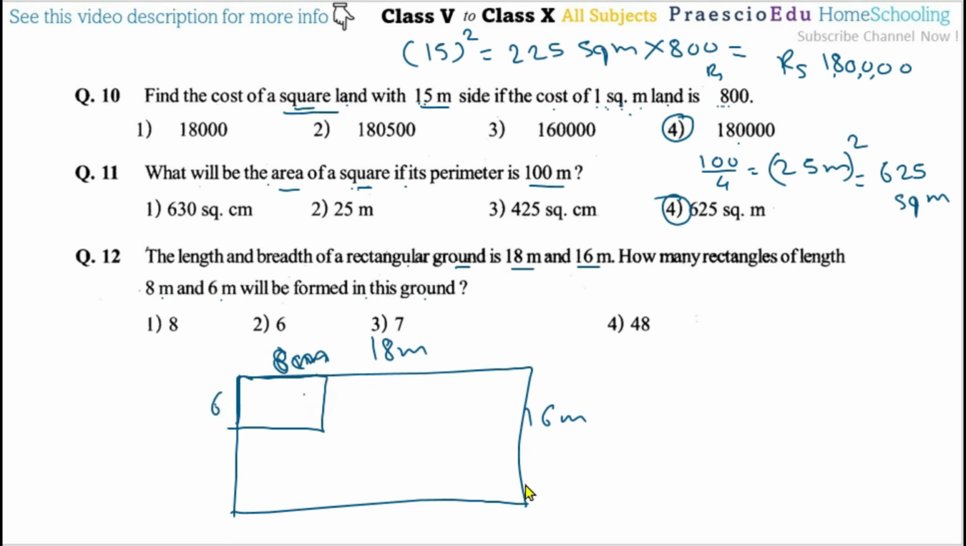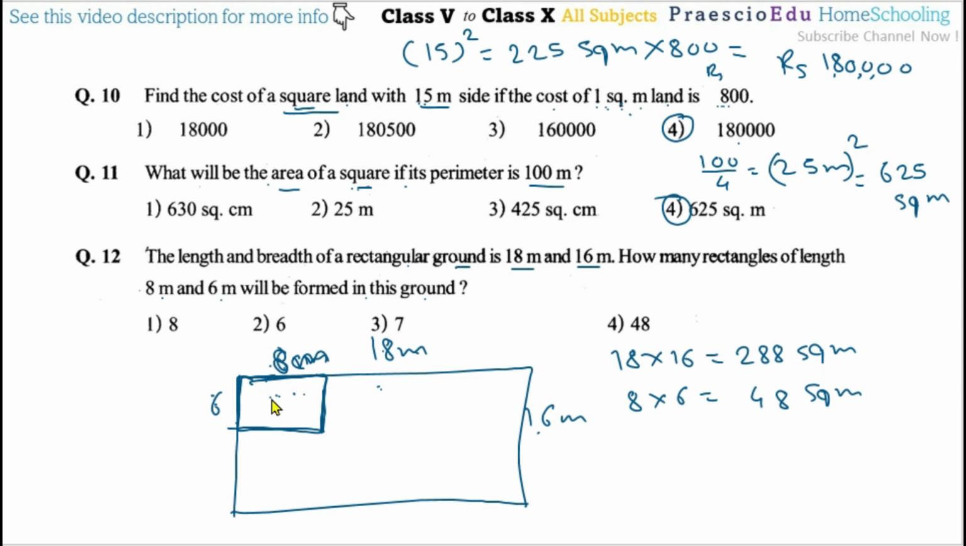To form this land, this area, how many of this type of small piece, or small area, do we have to add so that we can get the 18 meter by 16 meter rectangular ground? So we have to find the area of this one and this one also. For this one, 18 multiplied by 16 gives 288 square meter. And for this one, 8 multiplied by 6 is 48 square meter. Now we have found these two areas.